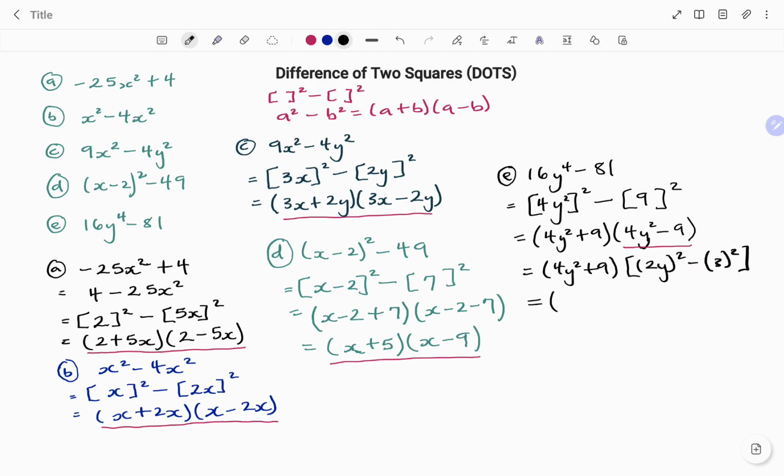Therefore, my final answer: 4y squared plus 9, and factorizing the second bracket using the dots technique, I have 2y plus 3, 2y minus 3.